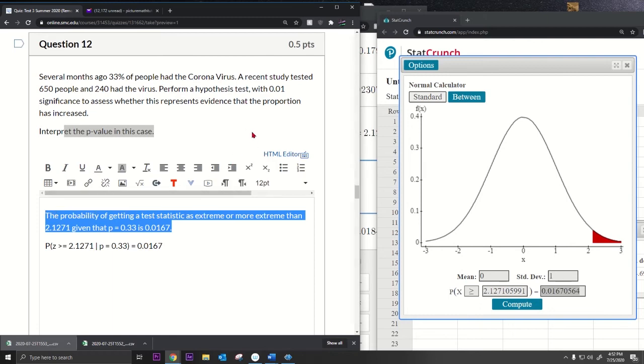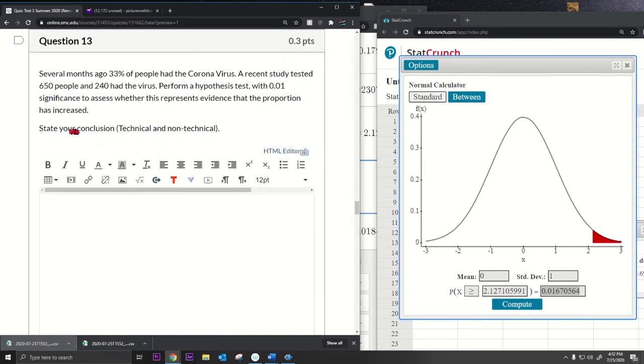Okay. Moving on to number 13. State your conclusion. The conclusion is, oh well, I don't know, what was our p-value? It was 0.0167, and the significance level 0.01. So are we under the significance level? Or is it? Let's see. No, we're not. Tricky, because this is a small p-value, but the significance level is really tight. So we fail to reject H naught since the p-value is greater than 0.01. And okay, that's your technical conclusion.